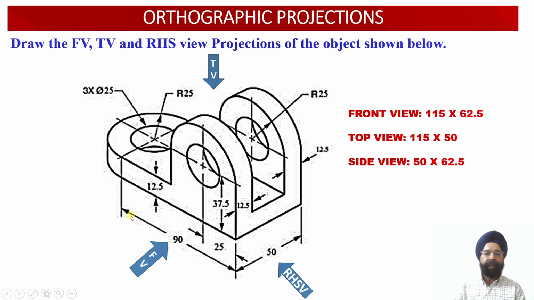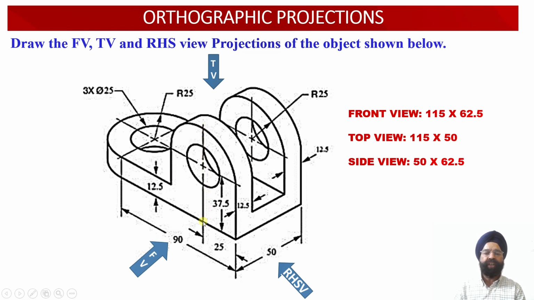So we can check, this dimension happens to be 90 millimeter, while this dimension regarding this arc happens to be a radius of 25 millimeter, while the height of this component will be equal to 62.5 millimeter. So here we know that corresponding to the straight vertical web, the height happens to be 37.5 millimeter, and corresponding to the circular portion of this vertical web, this dimension or the radius happens to be equal to 25 millimeter. So the total height of this object happens to be 62.5 millimeter. So the front view face will be measuring width equal to 115 millimeter and the height equal to 62.5 millimeter.